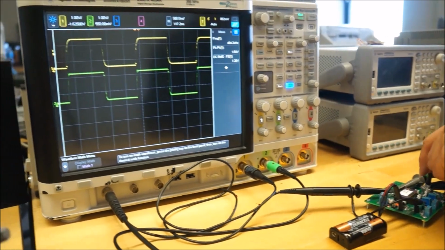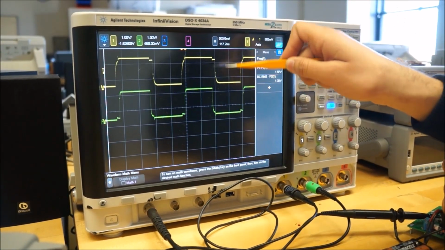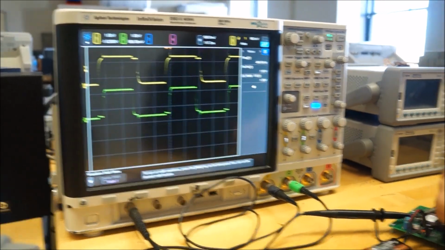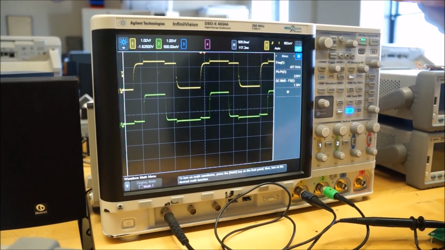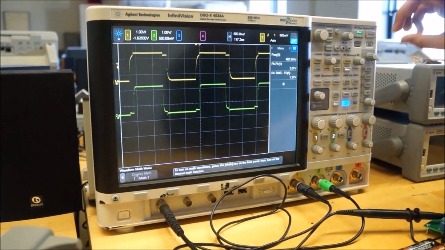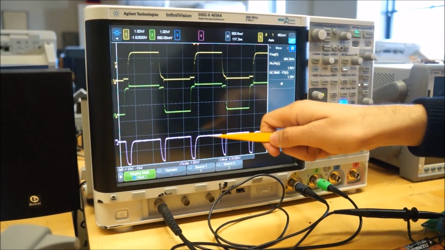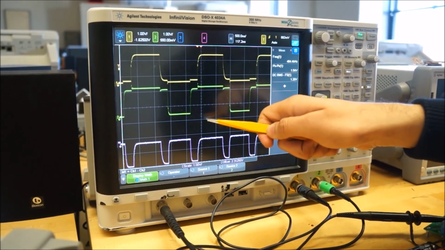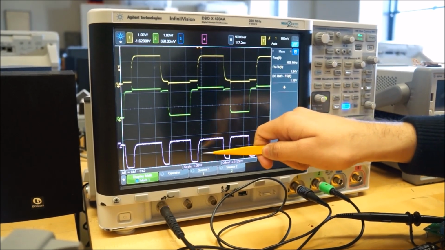Next we apply input. We can see there is a modulation in the two waveforms, and if we increase the volume knob, the modulation changes. Next we see the differential waveform. We can see that this shows the ternary scheme where we have three output levels: positive, 0 and negative level.